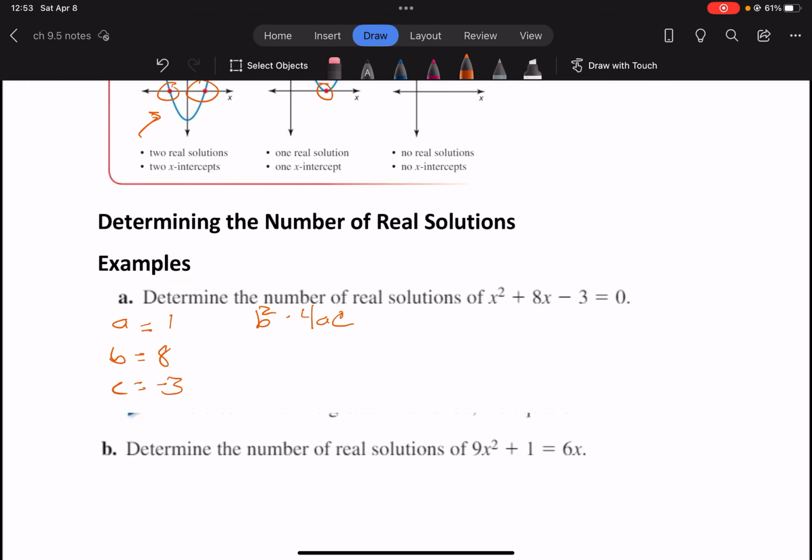B squared is 8 squared minus 4 times 1 times -3. Well, that's 64. 4 times 1 is, or -4 times 1 is -4. Times -3 is a +12. Add those together, I get 76. So since 76 is greater than 0, 2 solutions.